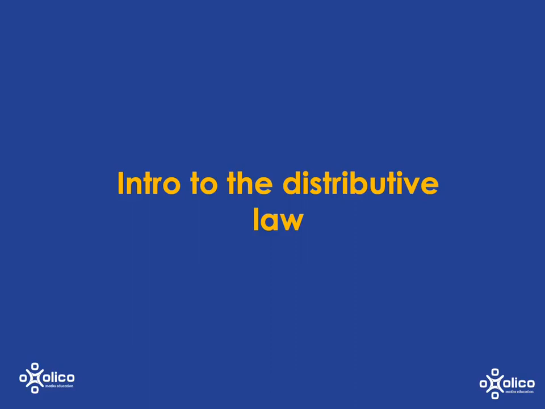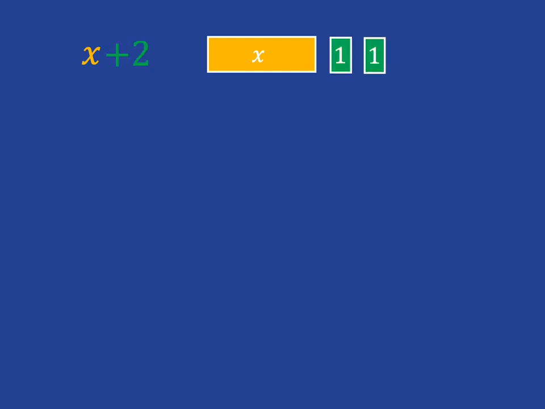Let's start to have a look at the distributive law. If we take x and then add two ones to it, we get x plus 2, which we can think of as one thing looking like this. X plus 2 is that one thing.